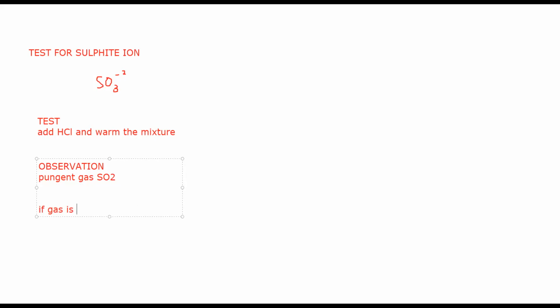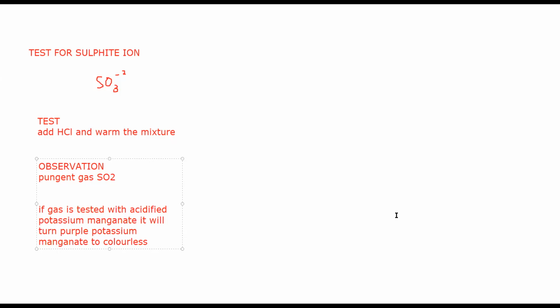If the gas is tested with acidified potassium manganate, it will turn purple potassium manganate to colorless. Basically potassium manganate is purple in color, and sulfur dioxide has a tendency to convert potassium manganate from purple to colorless.